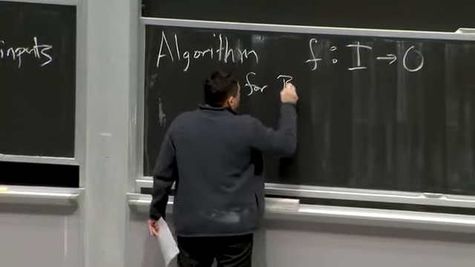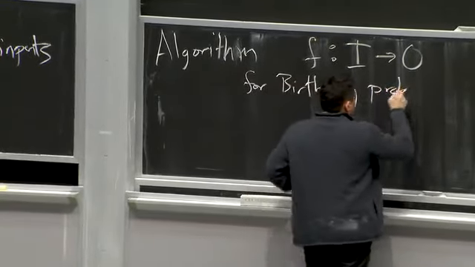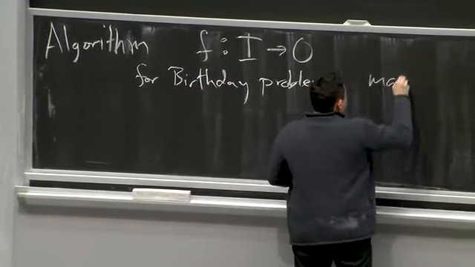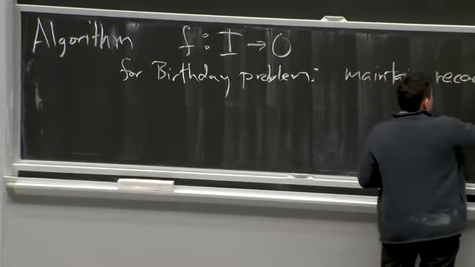For the birthday problem, what's the algorithm here? Maintain a record.